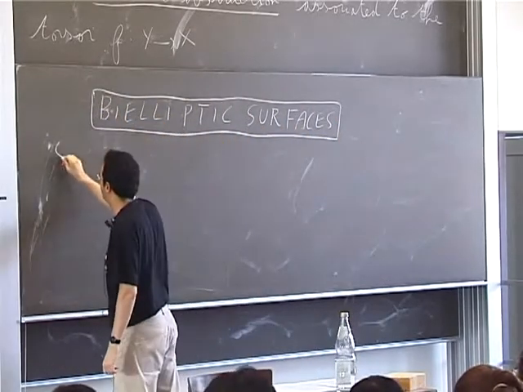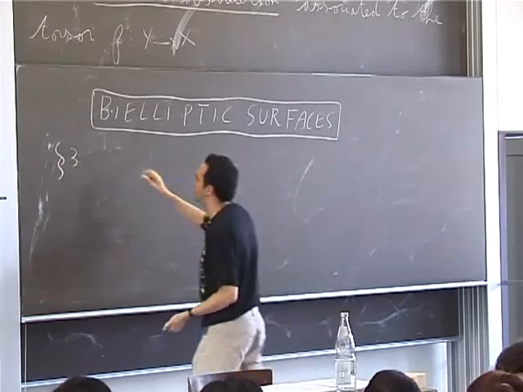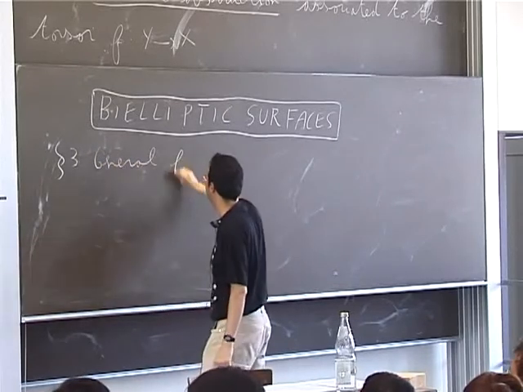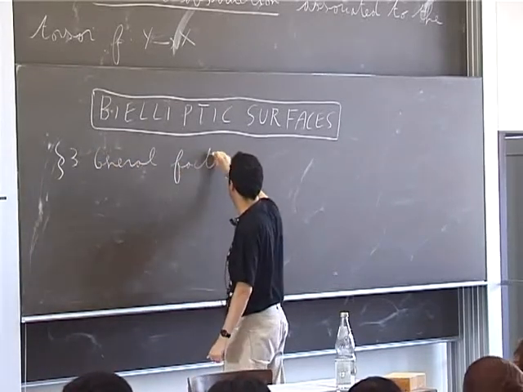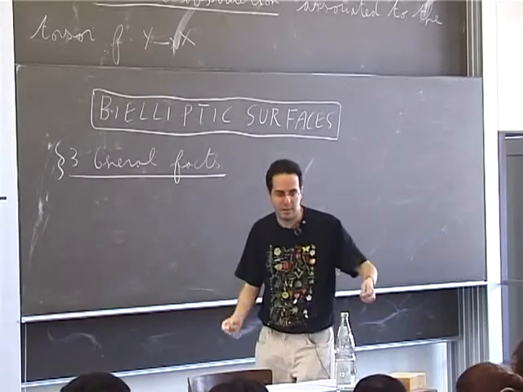So this is the third part in this series of talks. And now we start with some general facts. So first of all, what is a bielliptic surface?